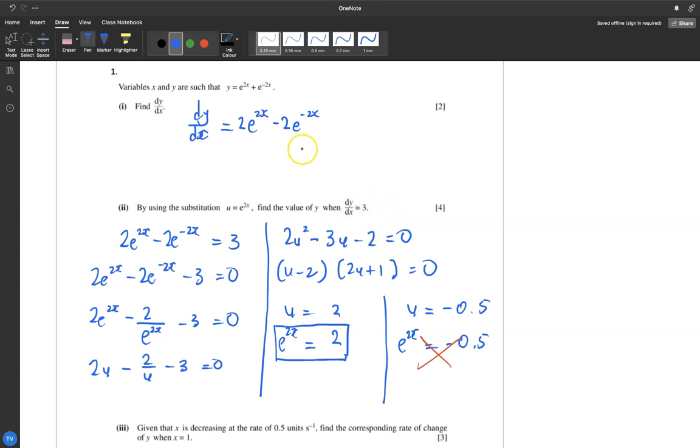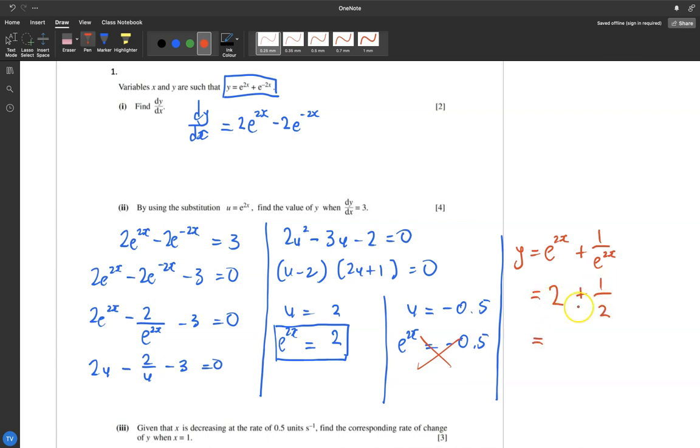So what are we going to do? We're going to go back into this equation here. Let me put it up here. So we're going to use this equation again: y equals e to the power of 2x plus 1 over e to the power of 2x. I just changed it into a fraction. So notice that e to the power of 2x equals 2, so I'm just going to substitute that. So this becomes 2 plus 1 over 2, and if you simplify everything, you're going to get 2.5. And that's basically the answer.